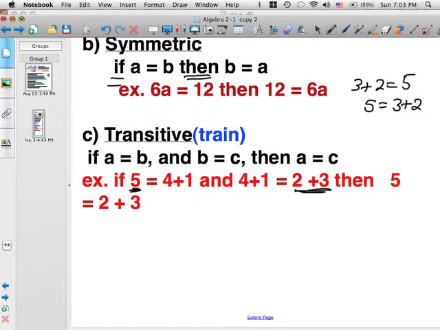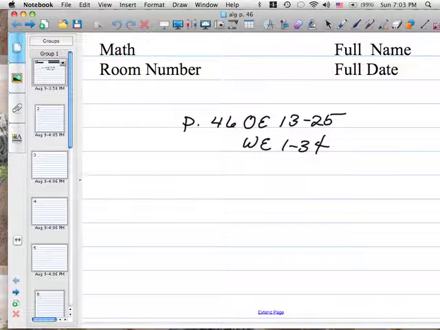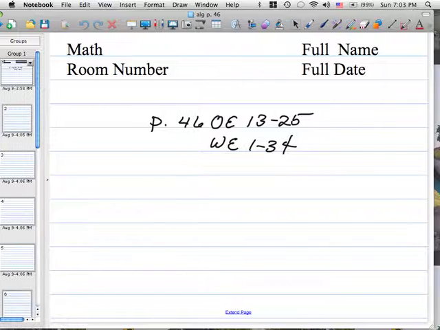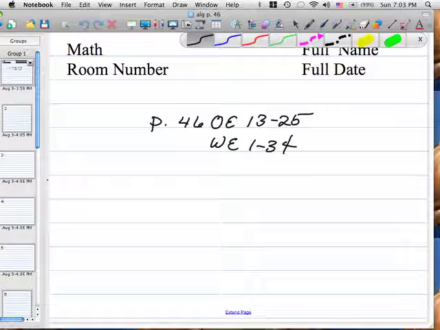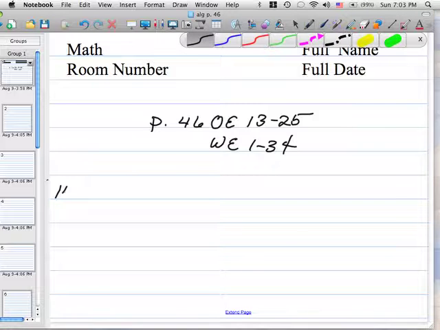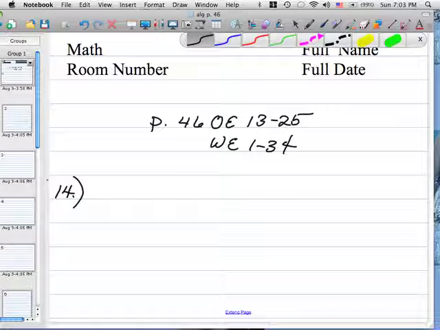Find your paper for the assignment on page 46, oral exercises 13 through 25 and written 1 to 34. Make sure your heading is there, the title, fold the paper in half, and we're going to do the evens. The answers to the oral exercises are not in the back, so ask me questions if you're not sure what the correct answer would be. So for 13 through 25, they want you to name the property illustrated. Number 14, you do not have to copy the problem down.